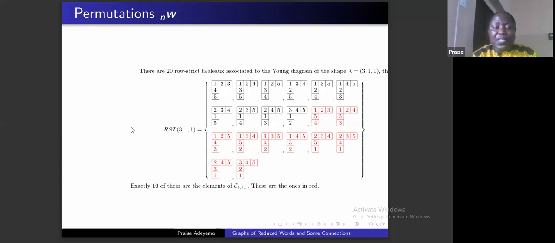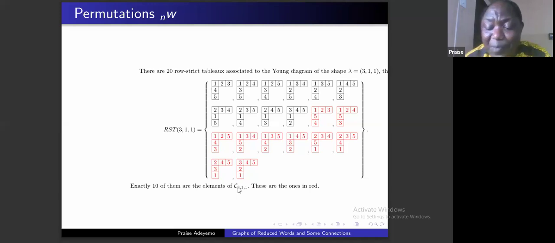Yes, for example, now if I'm looking at C311, there are 20 row standard tableaux, but how many of them would be recorders? There are only 10 of them, because if you look at this one, it cannot be, since this one is 4, 4, 5, 3, 5, 3, 4, 2, 4. But when we come here, we have 5, 4, 5, 3. So these, in red, are the only ones that can actually constitute the element of our recorder. So C311 has only 10 recorders.